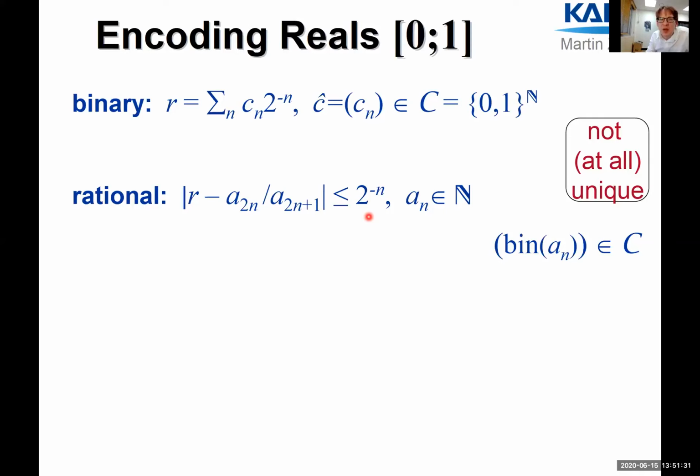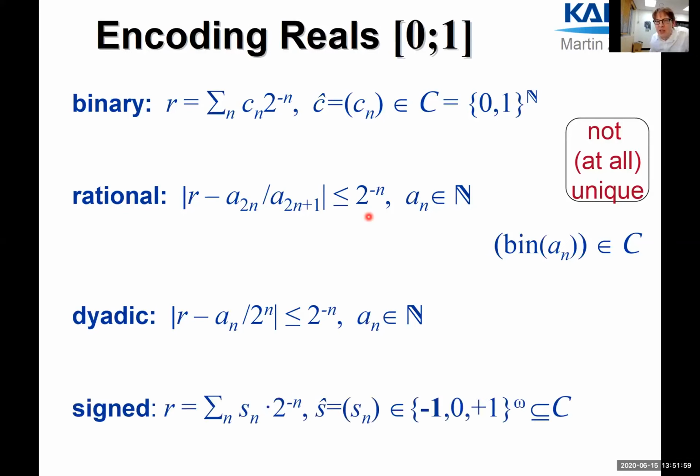Next, a natural way of encoding real numbers by using dyadic rational encodings. That's popular in numerics, where the numerator corresponds to the mantissa. So here we fix the denominator to be 2 to the n, with n of course running, and we only encode the numerator. This again gives rise to an infinite binary sequence, that is an element of Cantor space, as code.